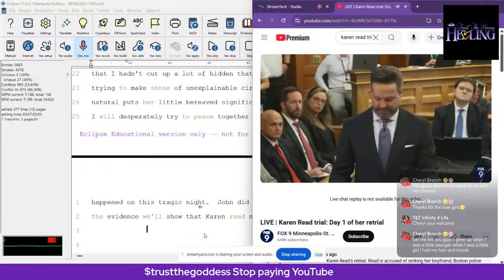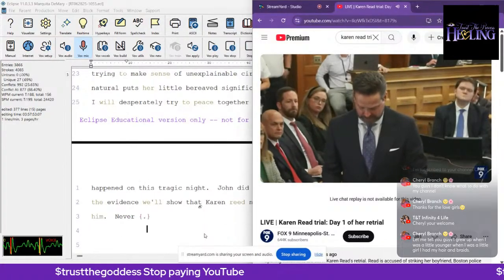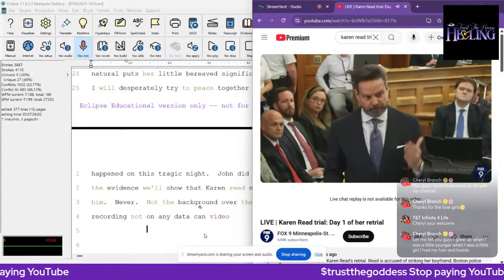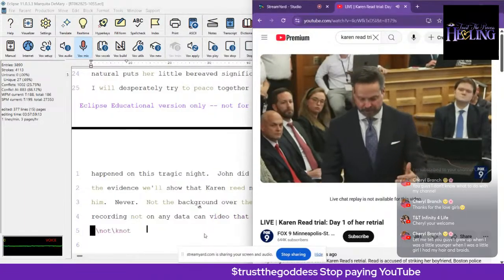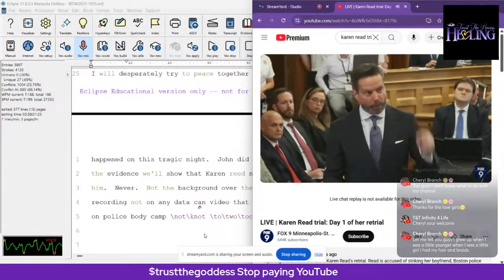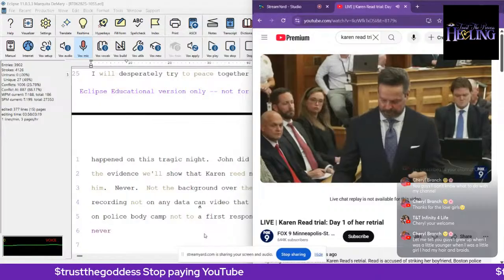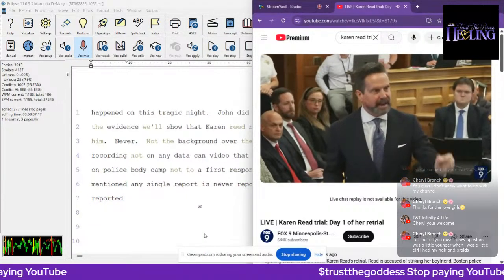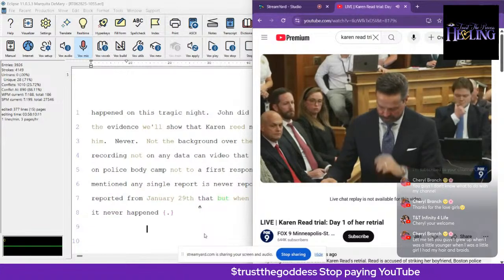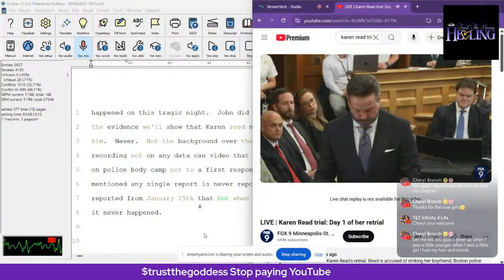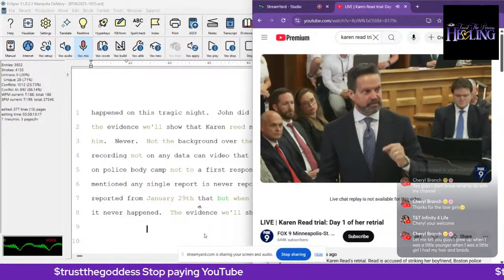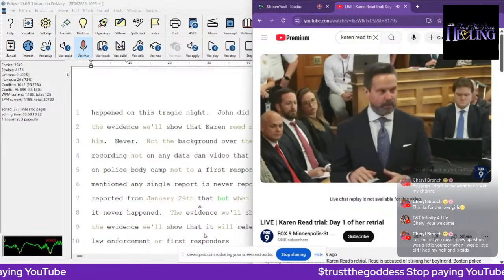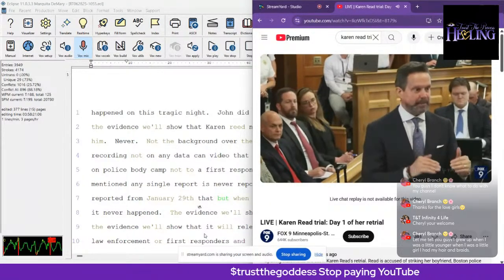Not in the background of the 911 recording, not on any dash cam video, not on any audio, not on any police body cam, not to a first responder. It's never mentioned in a single report. It's never reported in a single report from January 29th, not by one person, because it never happened. The evidence will show that there were at least 13 members of law enforcement or first responders and 2 civilian witnesses that were intently focused on what was happening at that scene.